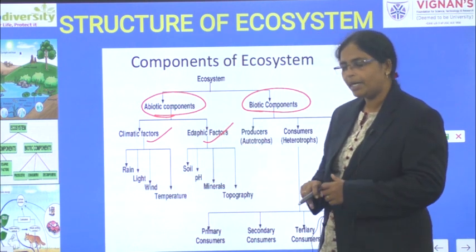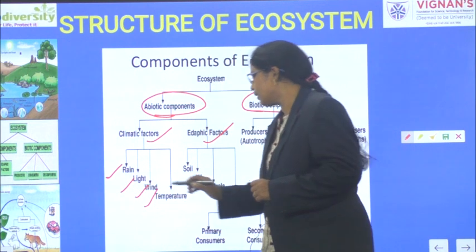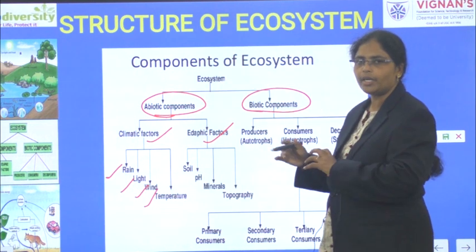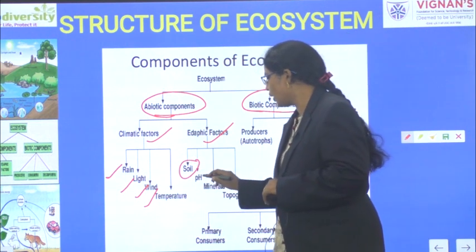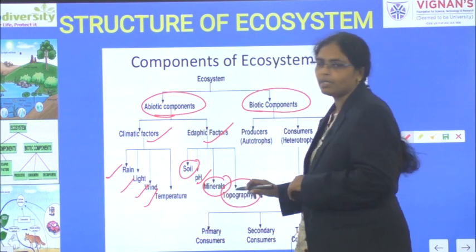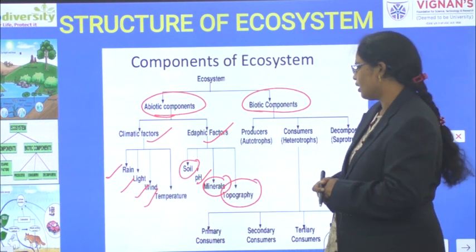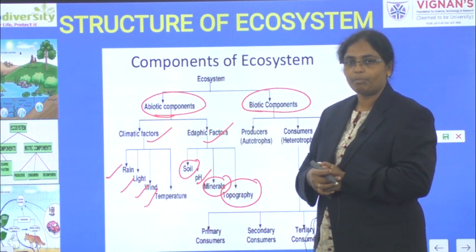And if you see the climatic factors: rain, light, wind and temperature. These all are related to climate. And edaphic factors are nothing but soil, pH, minerals and topography, nothing but the atmosphere. So these all come under the abiotic components.